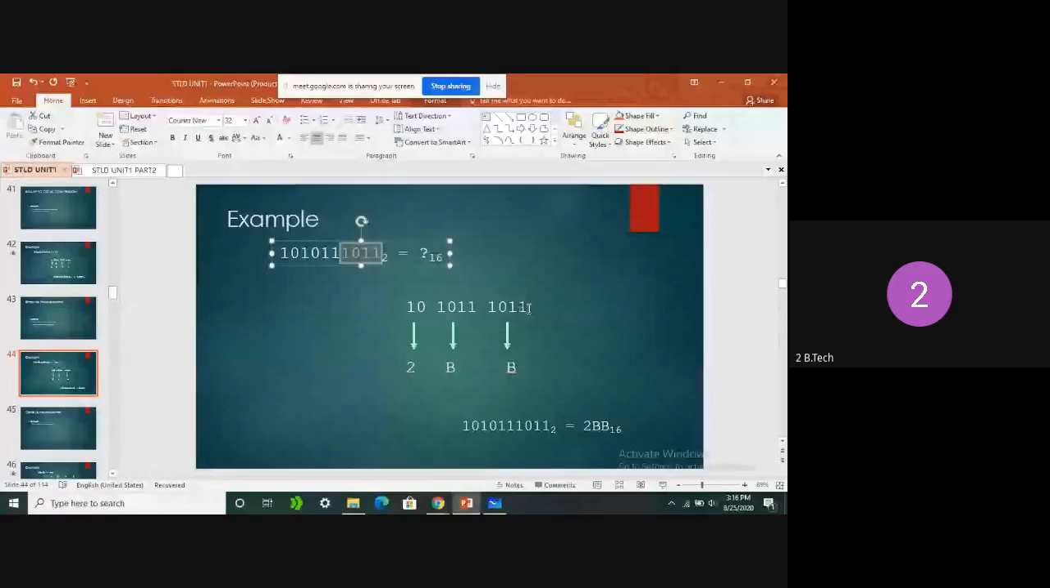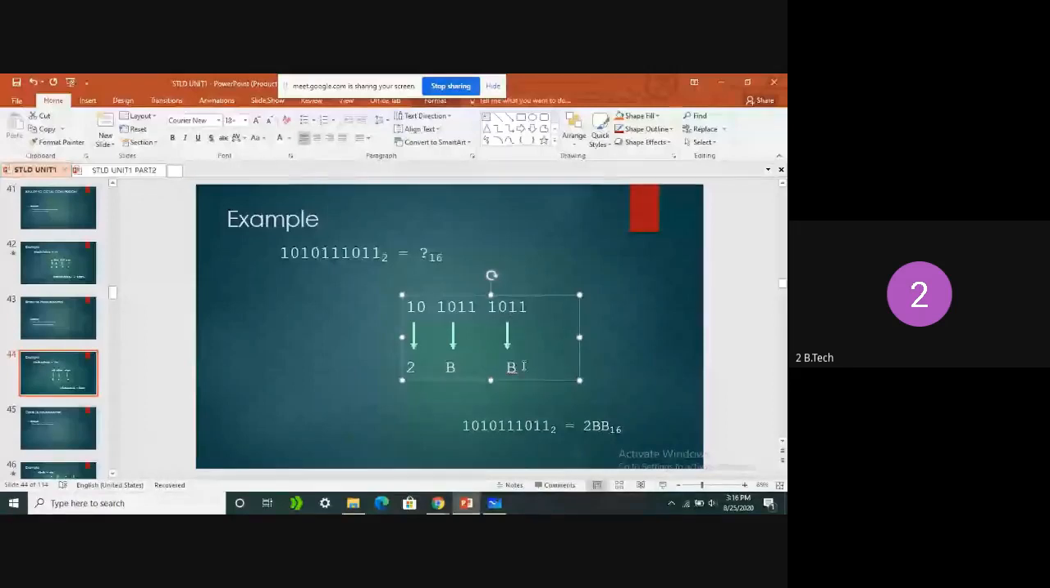This is 1 into 2 power 1, and 0 into 2 power 2, and again 1 into 2 power 3. 2 power 3 gives 8, and this one gives 2. 8 plus 2 is 10, and the first one gives 1. So the final value is 11. 11 is nothing but B.